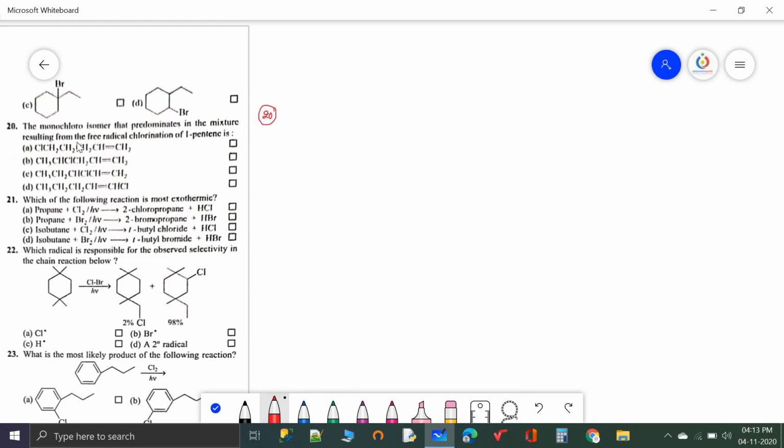Let's start question number 20. The question is: the monochloro isomer that predominates in the mixture resulting from the free radical chlorination of 1-pentene. So they have taken 1-pentene. I'll write the molecule first. This is 1-pentene. It has been subjected to chlorine in the presence of sunlight.